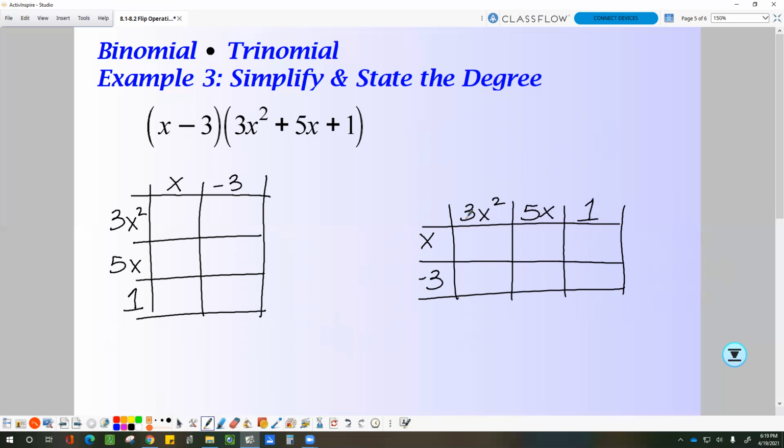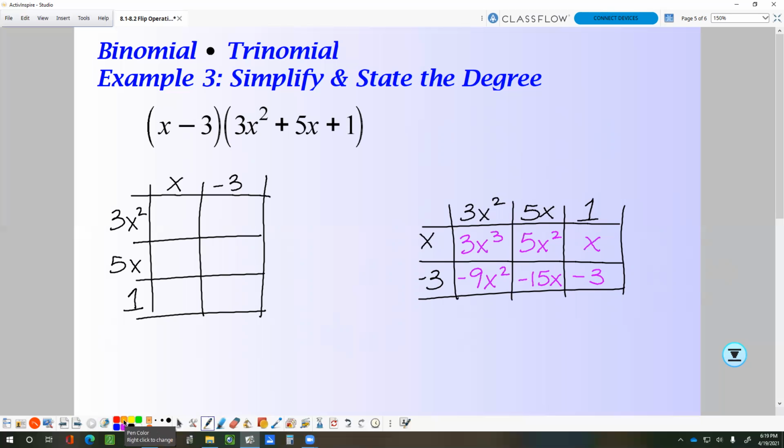I have x times 3x squared. That's 3x to the third power. I have x times 5x. That's 5x squared. And x times 1 is x. Negative 3 times 3x squared is negative 9x squared. Negative 3 times 5x is negative 15x. And negative 3 times 1 is negative 3.